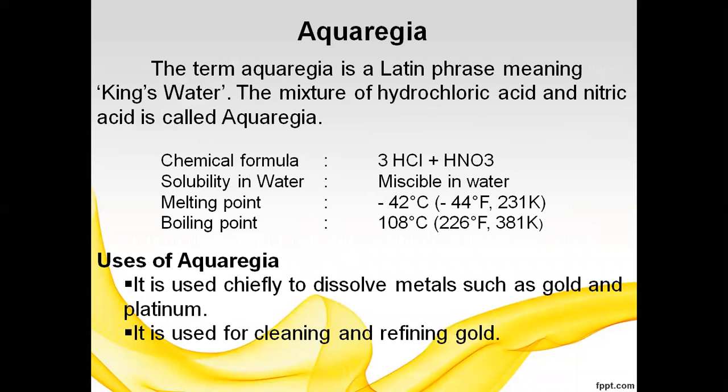Next one is aqua regia. It means the mixture of hydrochloric acid and nitric acid, that is called aqua regia. The chemical formula is 3HCl plus HNO3. So the uses of aqua regia are to dissolve metals such as gold and platinum, and for cleaning and refining gold. So today we discussed this topic.